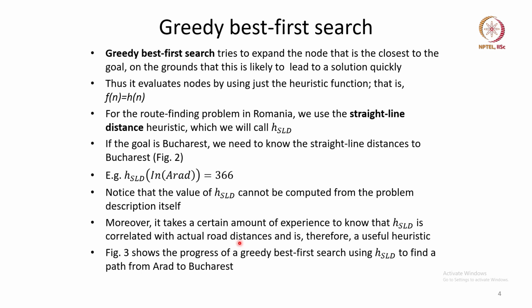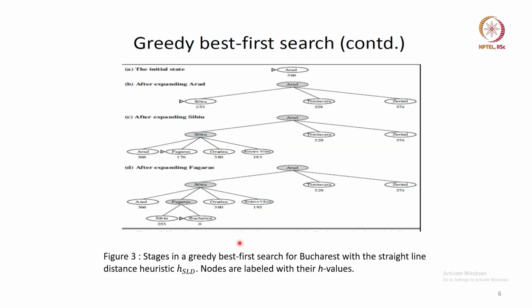So if we take this particular figure, it tells you how this actually goes from here. We can see that from Arad there are 3 possible places to go, and out of these we can see that Sibiu is the smallest, so that is taken and expanded, right? When you expand you get all these, so Arad is left out and you get all these 3, and you can see what is the straight line distance from these to Bucharest. So these are the values.